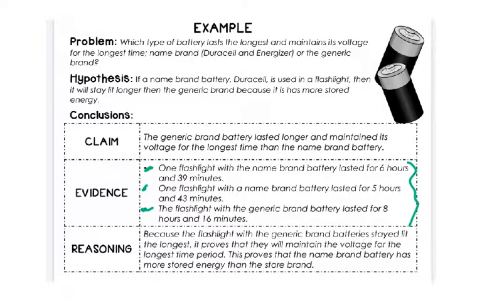Reasoning. Because the flashlight with the generic brand batteries stayed lit the longest, it proves that they will maintain the voltage for the longest time period. This proves that the generic brand battery has more stored energy than the name brand. That is a sensible piece of reasoning. It makes sense that the generic brands have more stored energy because they lasted longer. They made the flashlight stay lit longer. So we may all be surprised, but that was the conclusion to this experiment.